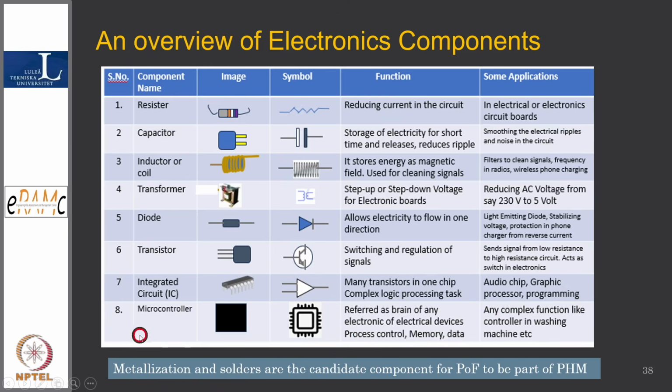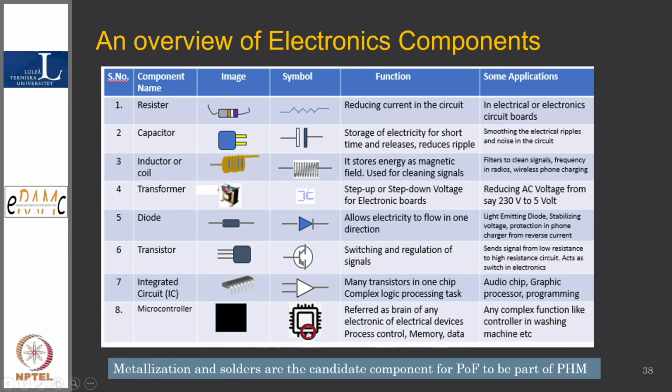And this is the most important component, and probably if the discovery of the transistor has been used in a mega way, it is the microcontroller or microprocessor. It is there in all computers everywhere. You can say millions of transistors are sitting on this, and in fact, the tribute to this device is that it is considered the brain of any electronic, electrical device: process control, memory, data.